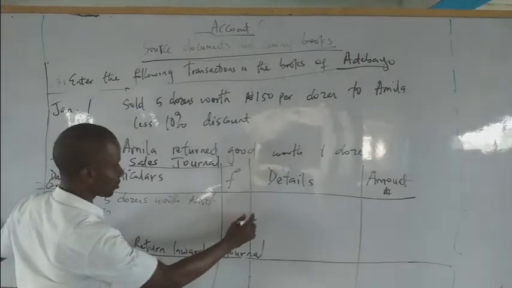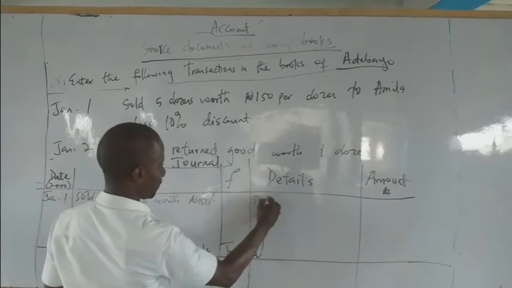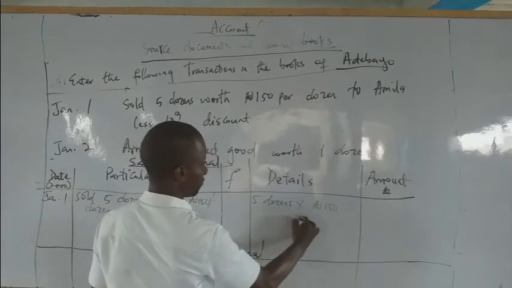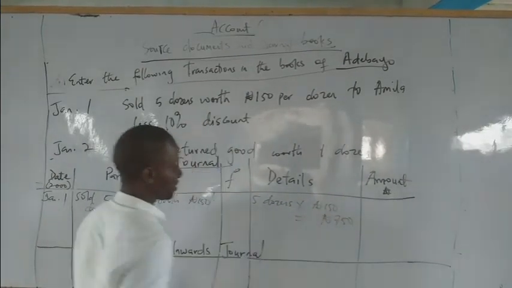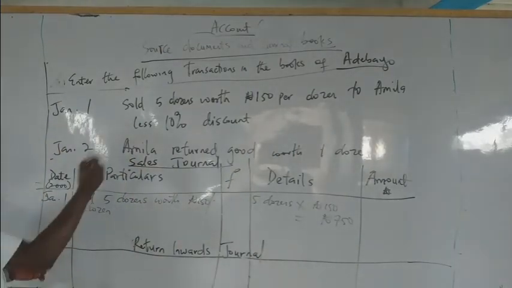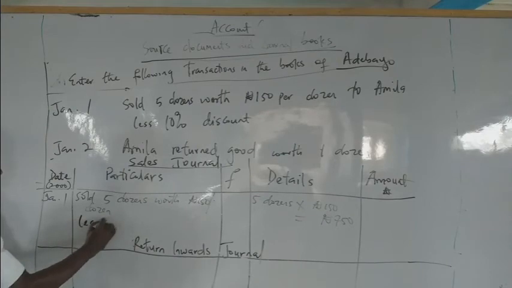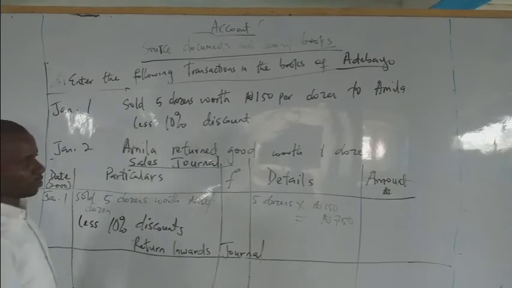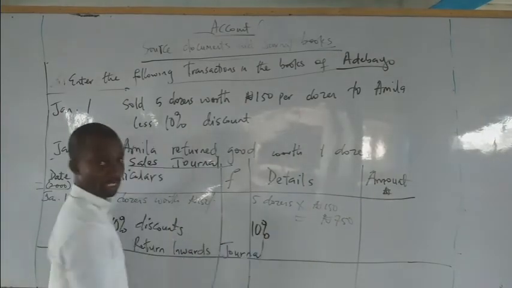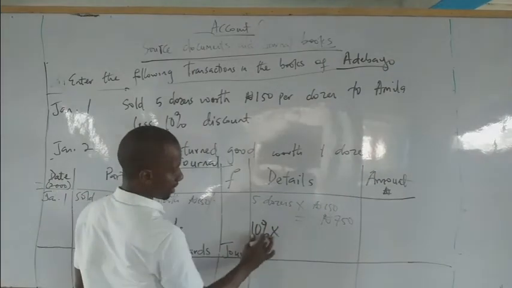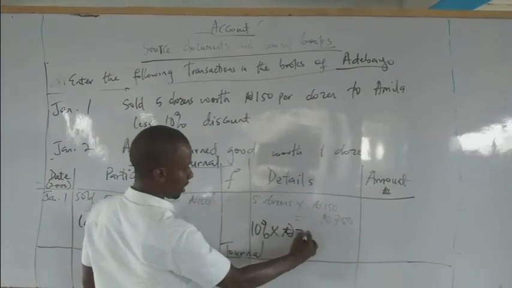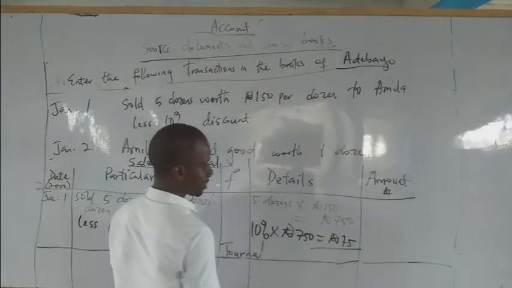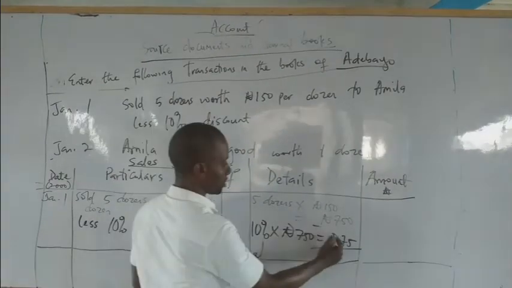We will come under the details column, which is 5 dozens times 150 naira. And how much is that? 750 naira. Then less 10% discount. How would you calculate the discount? The way we calculated it under the purchase journal. 10% of this amount that should have been paid by the customer. And how much is that? That is 75 naira.